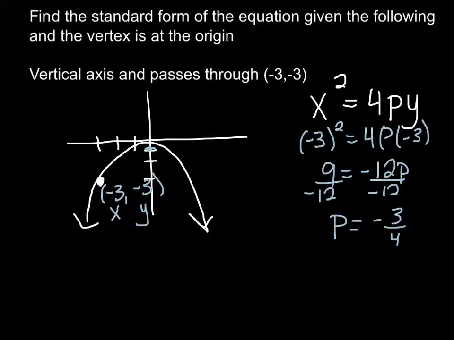Now that I have the p-value, I'm going to plug it back in. X squared equals 4 times p, which is negative 3/4, times y. Therefore, my equation is x squared equals negative 3y.